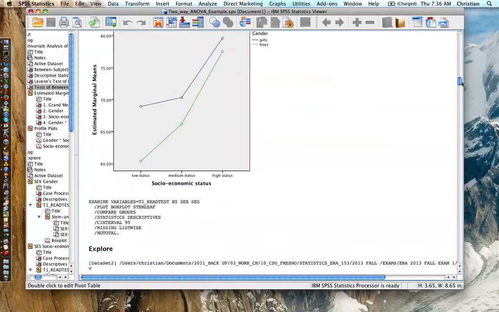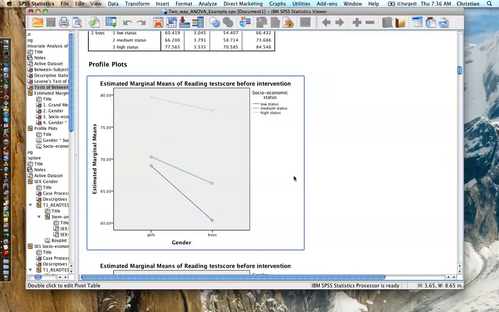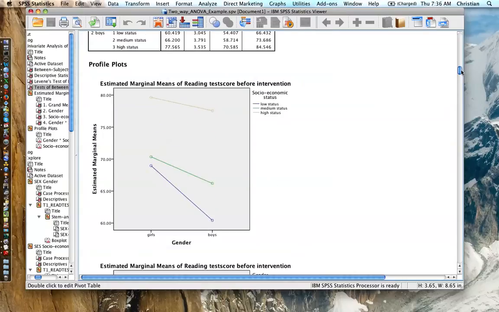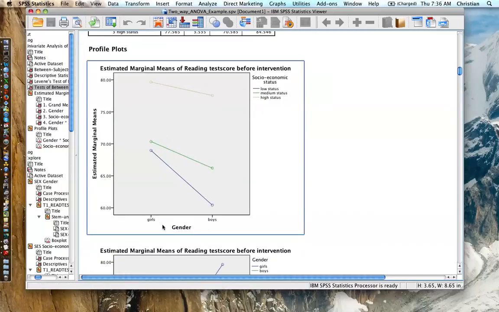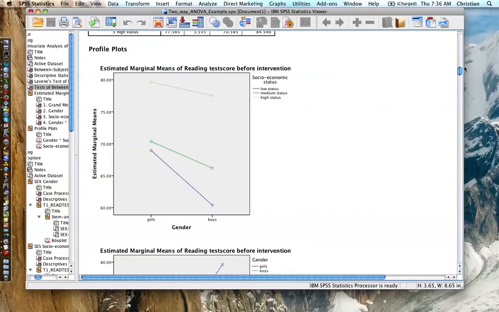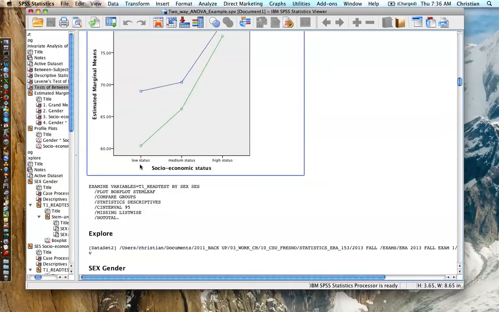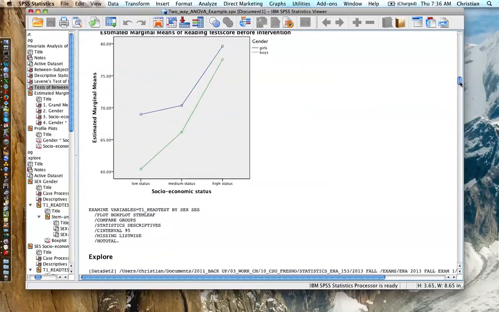So then to the plots. The plots are really good to look at, and you actually can look at those right after you look at your descriptives if you want, because they give you a good overview of what's going on. And usually I ask for them twice. So I ask once with gender on the x-axis and socioeconomic status as the grouping. And then I ask again with socioeconomic status on the x-axis and gender as the grouping. It's the same data points, but this gives you a different look on things.